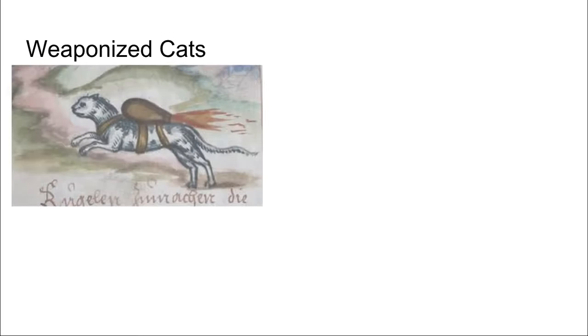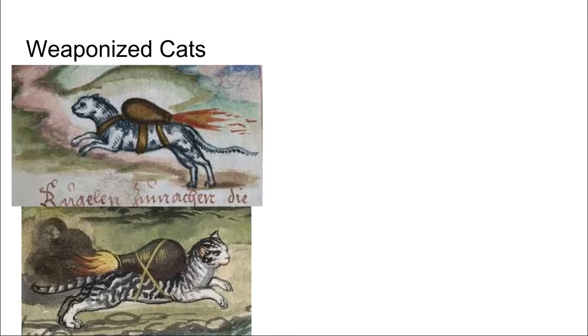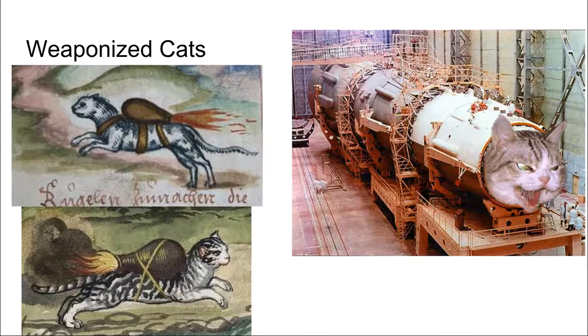All right, well, let's look at some weaponized cats. Back in the day, people thought that you could maybe make some weapons out of cats. They were trying to strap rockets to them, and today, scientists are still working on solving that problem.